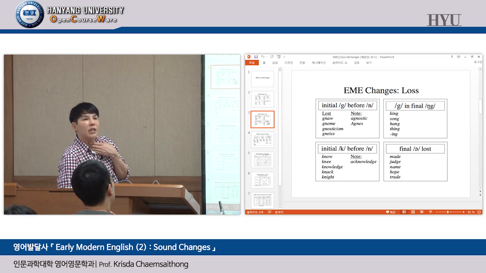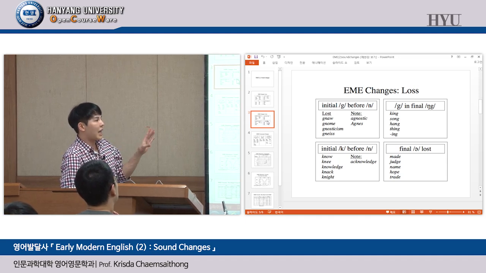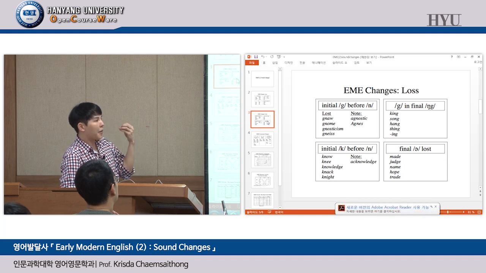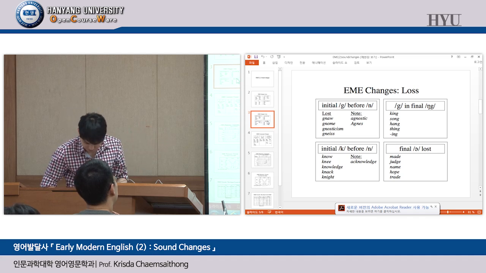And then the final E, you remember the final E? This is the last cell. The final E is lost. The final E here comes from the fact that the unstressed vowels will go to schwa, right? And in Middle English, this is pronounced as a schwa, right? But finally, the schwa at the end is lost in this period, right?